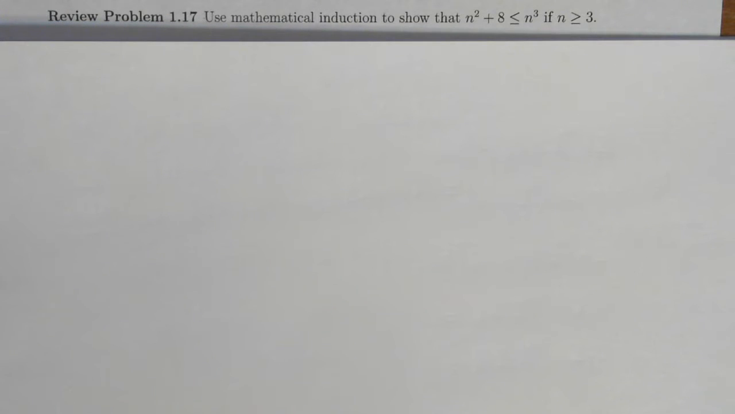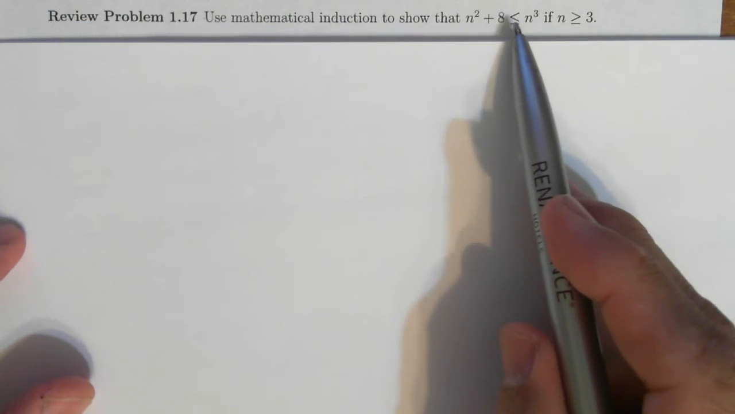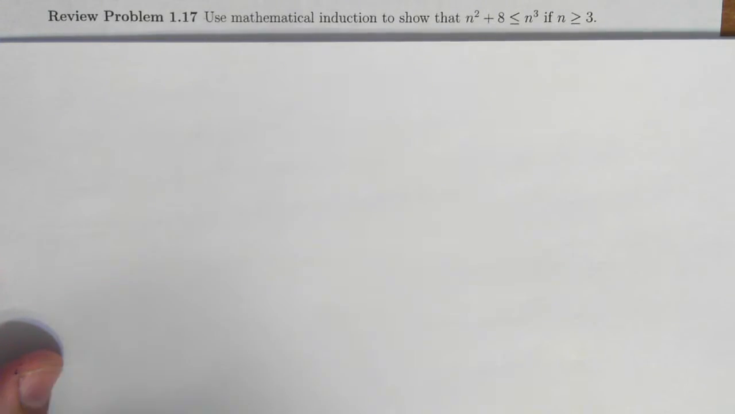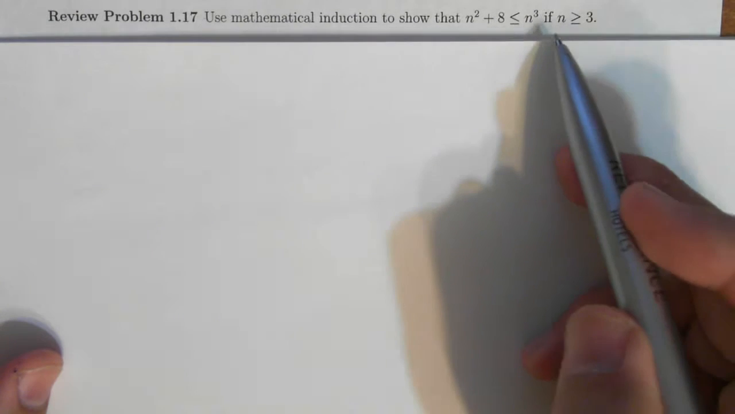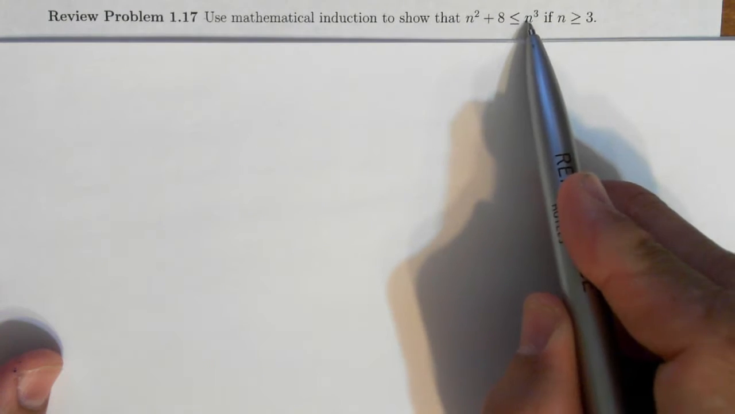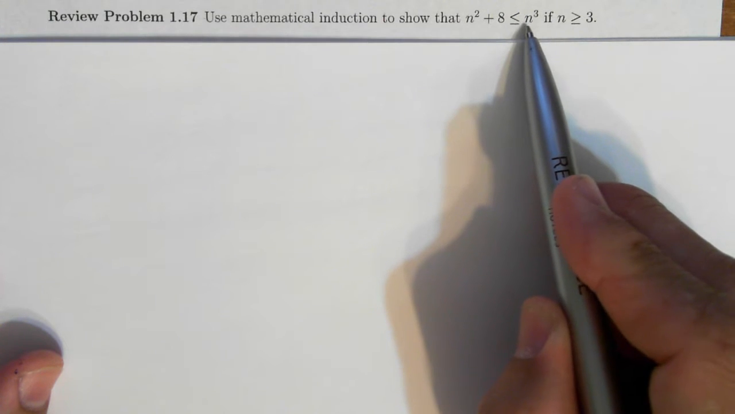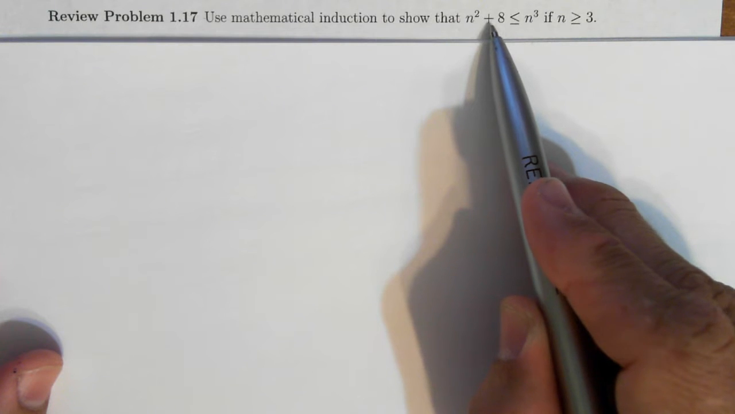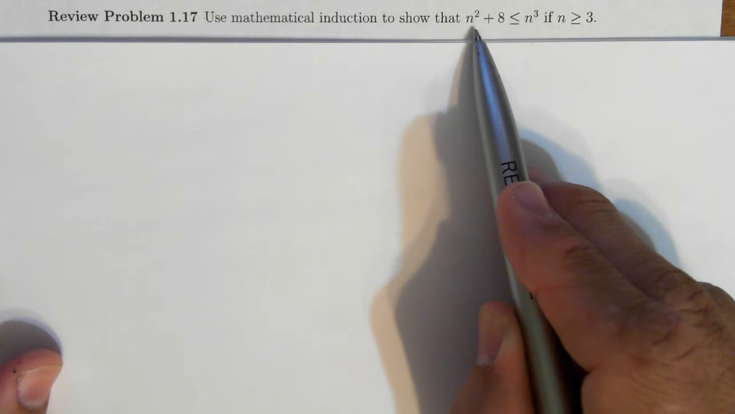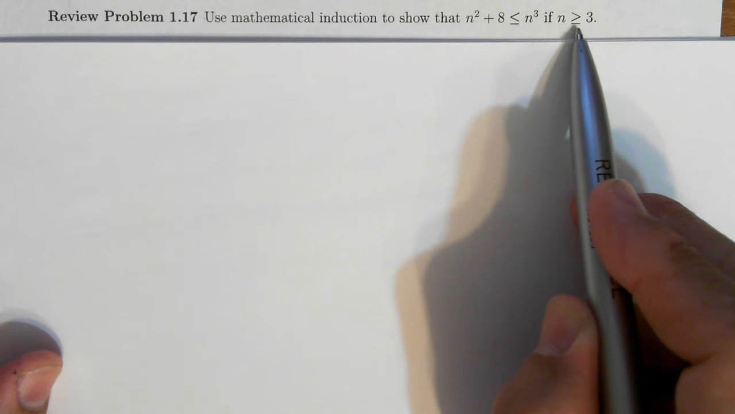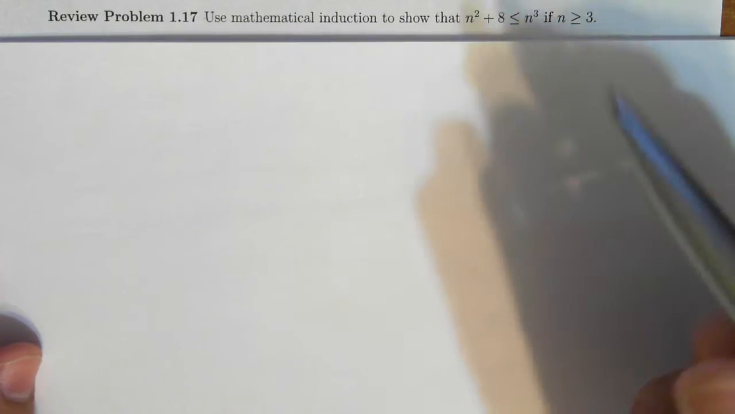Okay, for this problem we're going to prove that n squared plus 8 is always less than or equal to n cubed as long as n is greater than or equal to 3. Now this makes sense. The left-hand side is quadratic, it grows like n squared. The right side is cubic, and so it stands to reason that the right-hand side is going to grow faster than the left-hand side. So the right side ought to be bigger than the left-hand side as long as n is big enough. And big enough in our case is going to be the base case of 3.